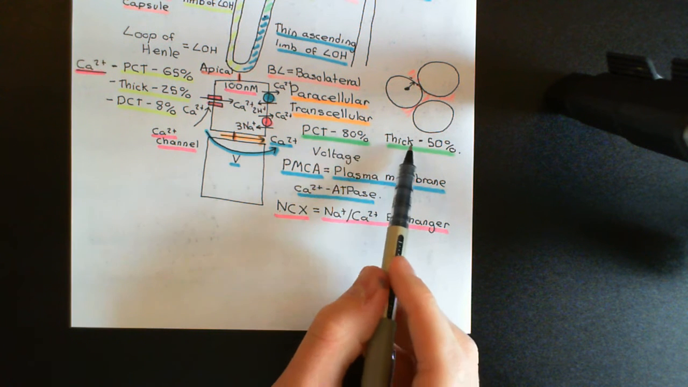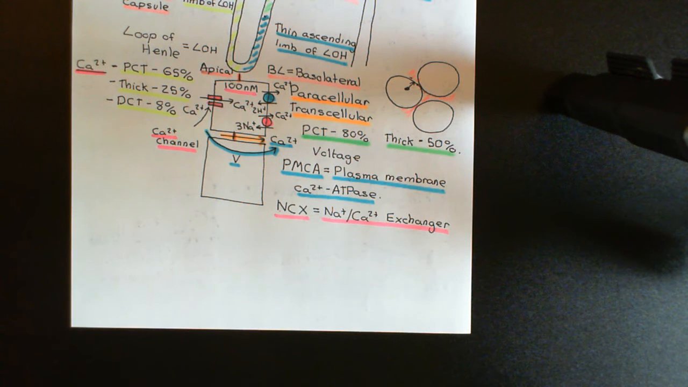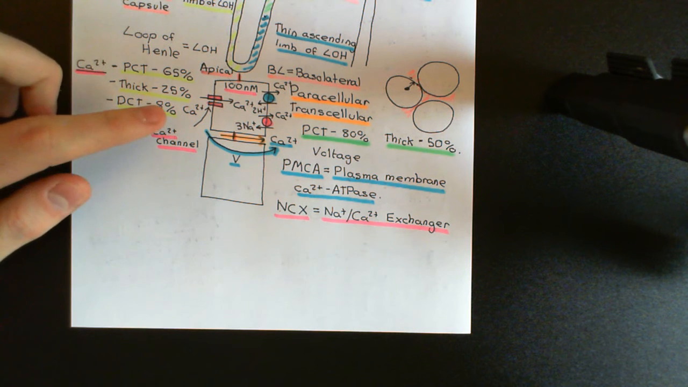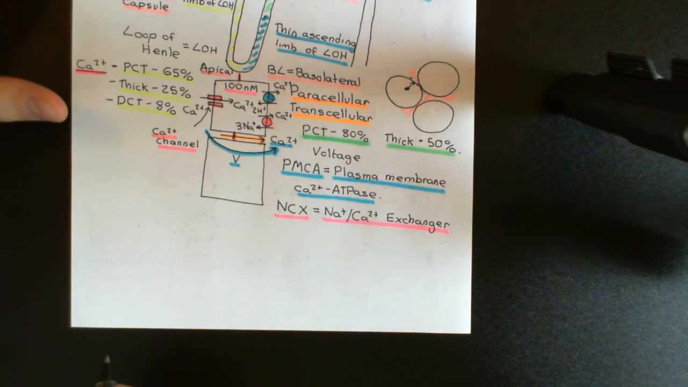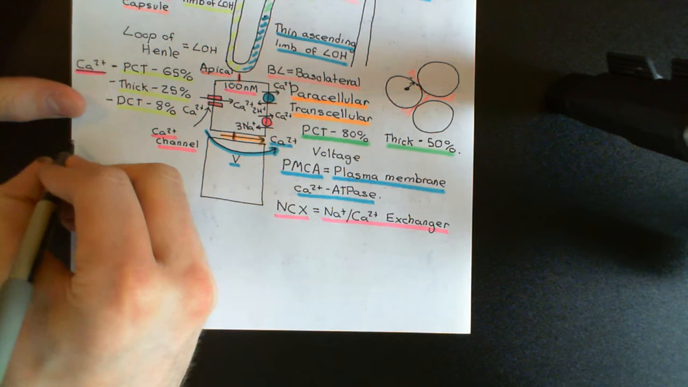It will also be occurring in the thick ascending limb of the loop of Henle, where it accounts for about 50% of the calcium resorption that occurs there, and then it will also be occurring in the distal convoluted tubule cells, where it accounts for all of the calcium resorption that occurs there. Okay, and it's this transcellular route that is going to be increased by parathyroid hormone. So let's now talk about what parathyroid hormone is going to do.